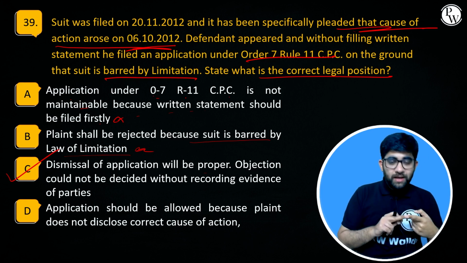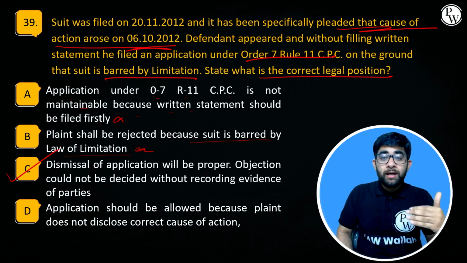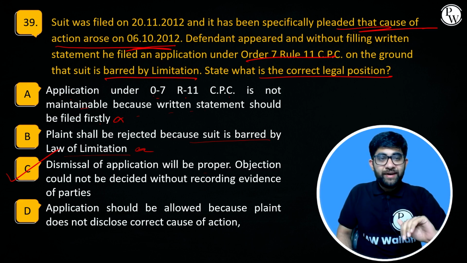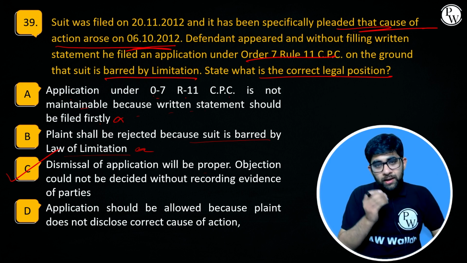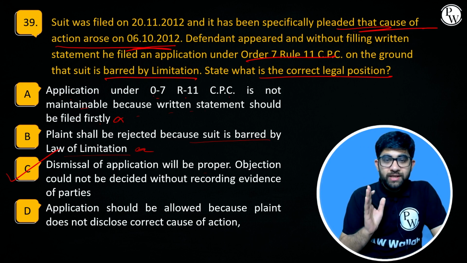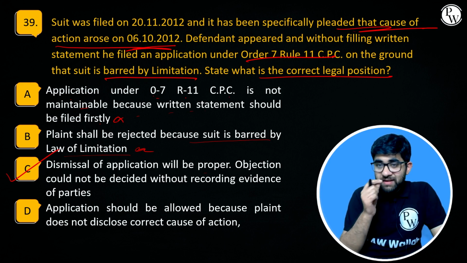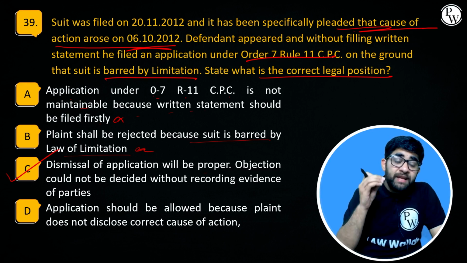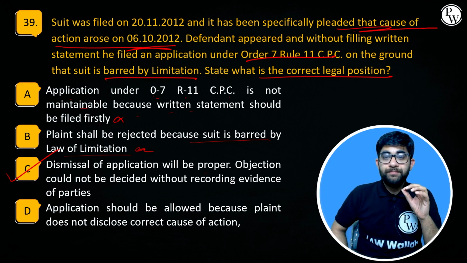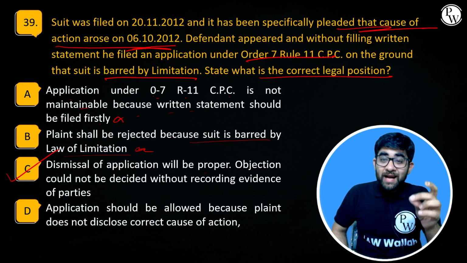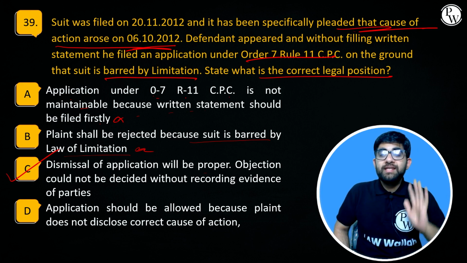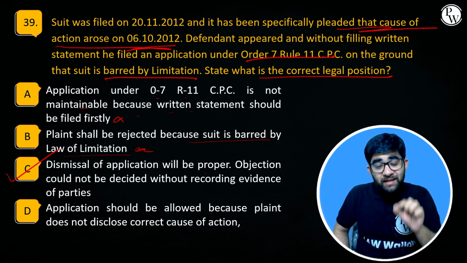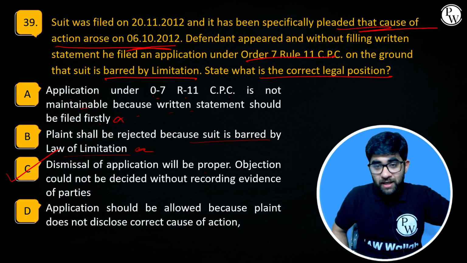So dismissal of application will be proper, and until and unless the plaintiff is given the right to lead his evidence, the court will not dismiss his suit without listening to him or without leading evidence. 711 says this. Until and unless there is... the 711 law is very clear. If the judge thinks that the plaintiff will not be able to prove his case, then also the court will not dismiss your suit at the very first instance on the 711 application.